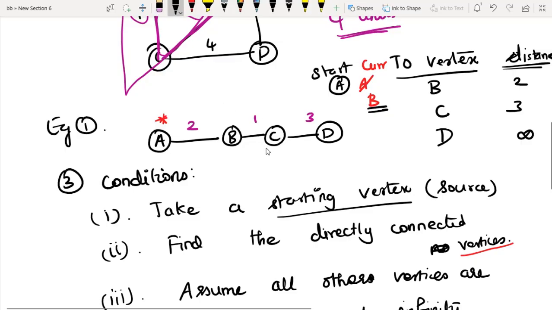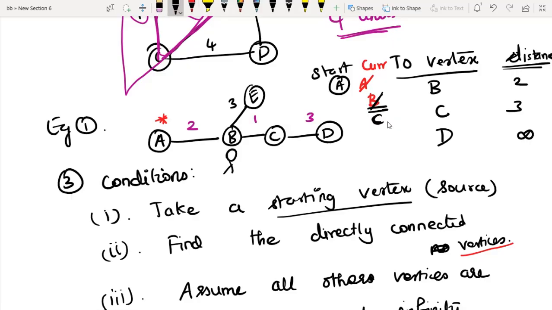Next current node. Now C is going to be my current node. Now you may ask a question. If I have two nodes like this, and let me say this distance is 3, two nodes like this.